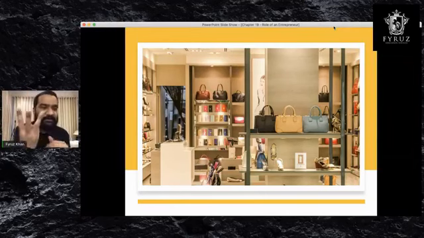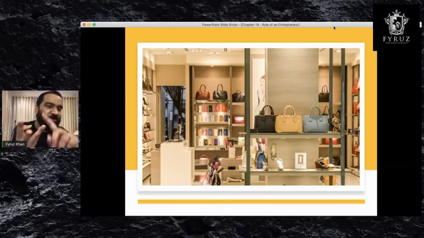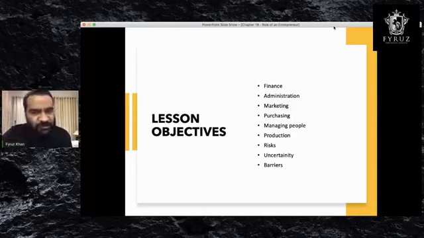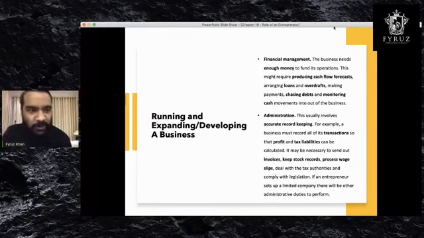We have three sectors, right? Primary, secondary, tertiary. So the way you handle finance, administration, marketing, purchasing, and so on will differ. Okay, so keep that in mind. So let's start with financial management.